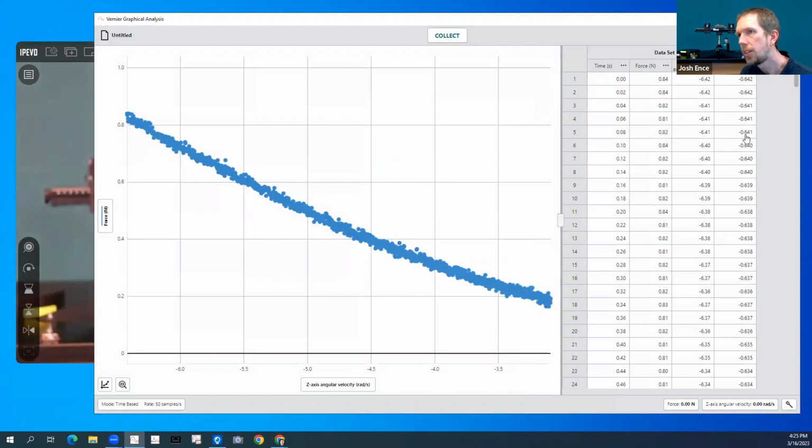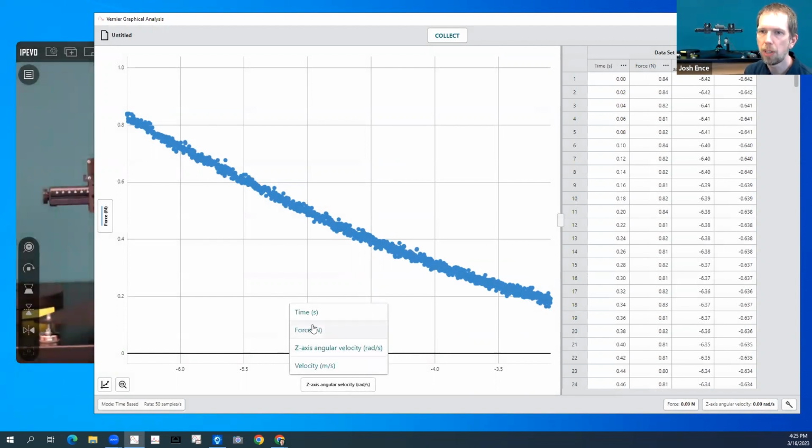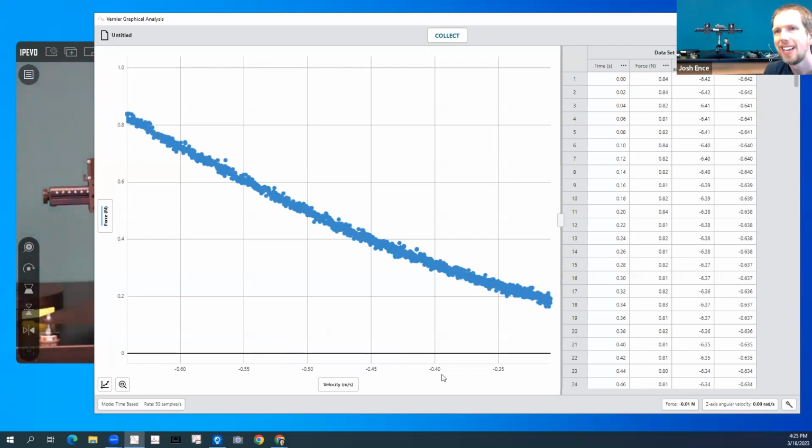Just eyeballing the data table, that looks right. And then on my graph, I can swap this out. Rather than plotting force versus the angular velocity, I'm going to plot force versus velocity. And not surprisingly, it looks just the same. I want to ask myself, is this linear? It looks like it might be.